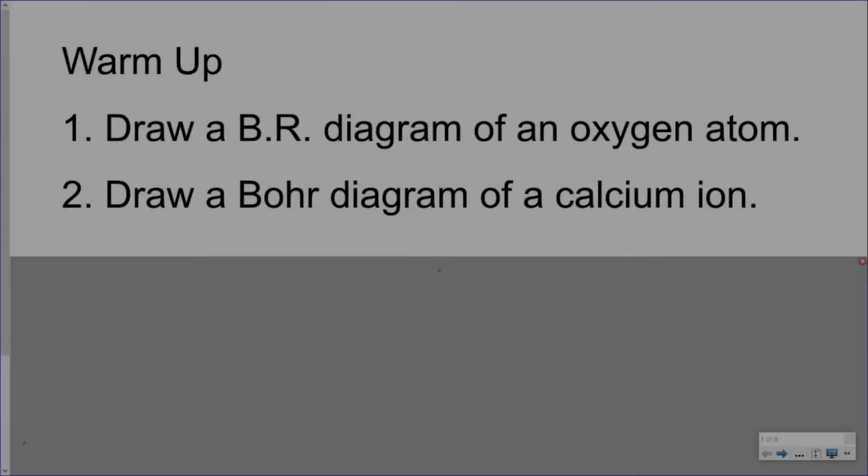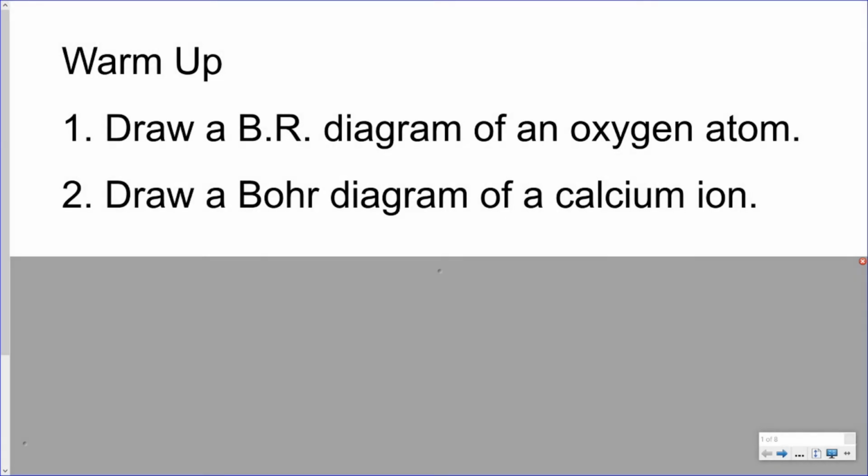So let's do just like we would if we were in class. Let's start with a warm-up here. So you pause the video, try these two out. Draw a Bohr-Rutherford diagram of an oxygen atom, and then draw a Bohr diagram of a calcium ion. Just want to remind you, atom and ion, so they're going to look different. So pause the video, try those, and then I'll reveal the answers.